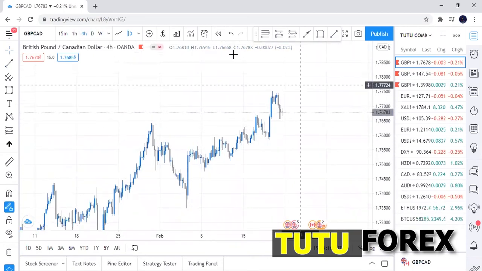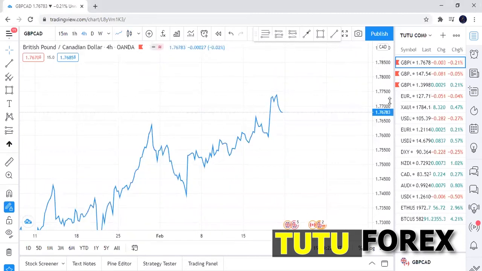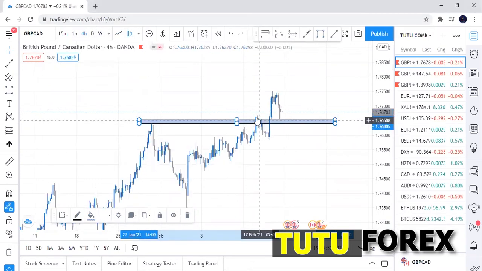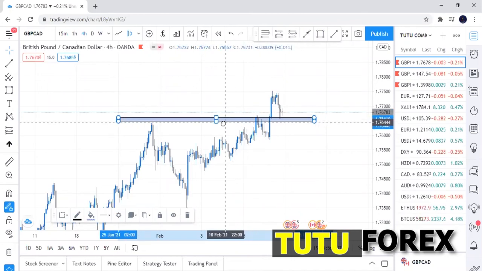Like I always say, if you are not able to see this point very well, you switch to what? To your line chart. So when you switch to your line chart, you can see this point here. We identify this point here. I think this point is meeting this point over here. So wait for price to retest this place. Let me just draw that point out. You can see the points now. So let me switch it back to the candlesticks.